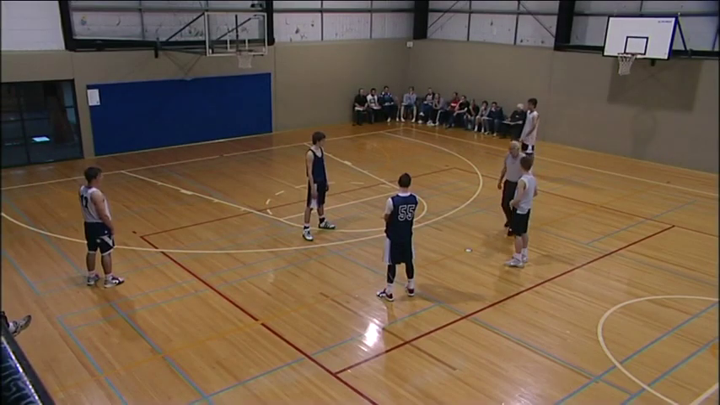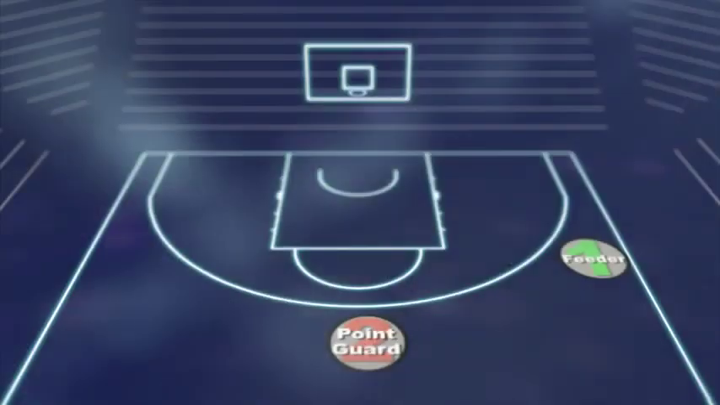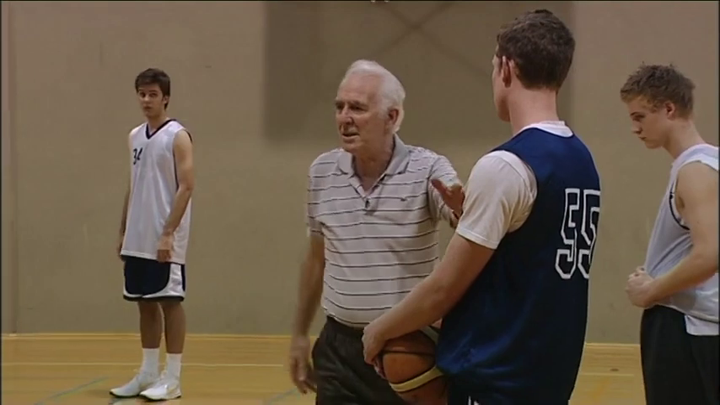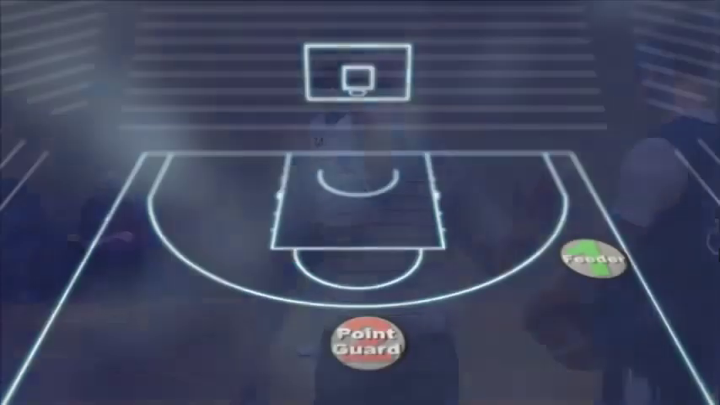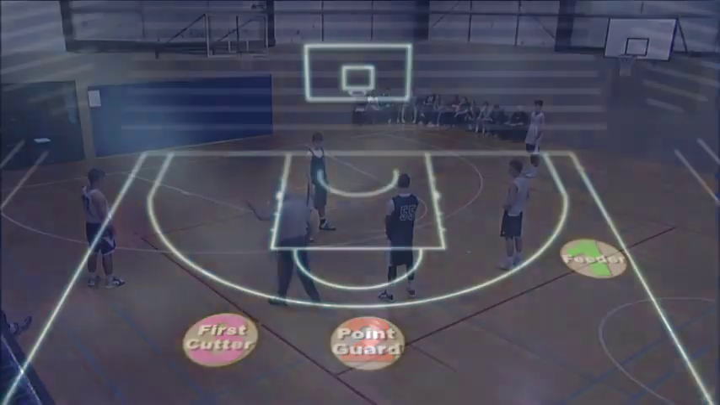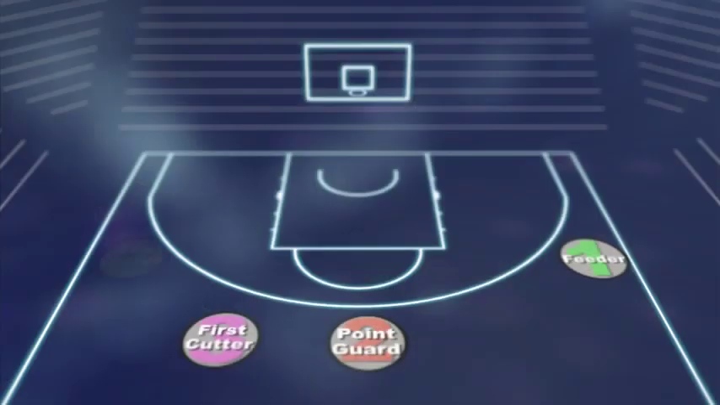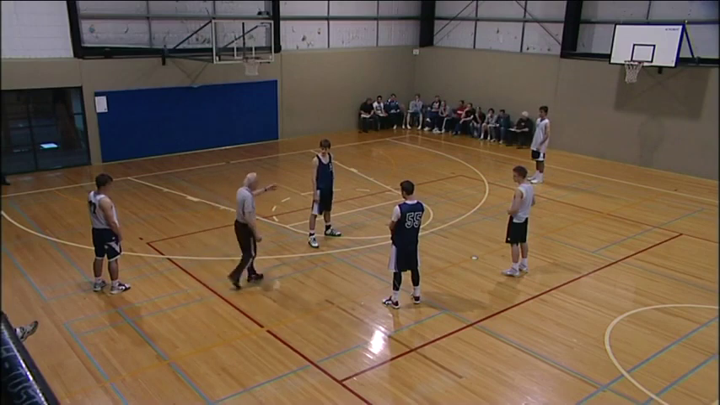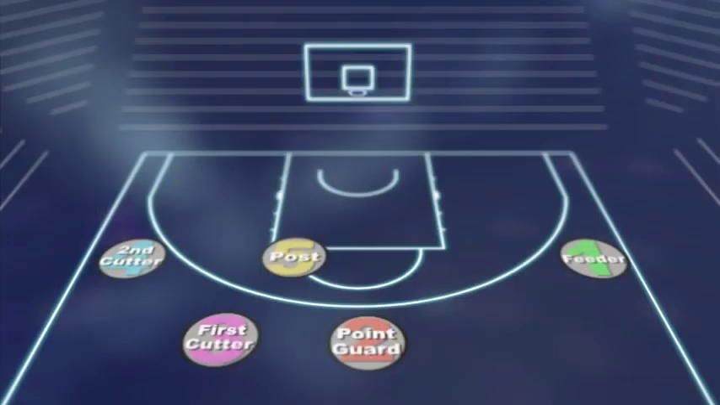This man is number 2 and he's head onto the basket. He's the point guard. This man is number 3 and he's the first cutter in the language of the game. This man is number 4, he's the second cutter. This man is the 5 man, he's the post.